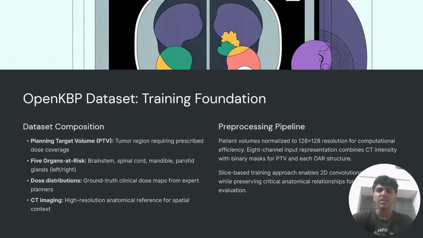To handle volumetric data efficiently, we used a slice-based training approach, where each 2D slice is treated as a sample. This not only improves training throughput, but also preserves the spatial anatomical relationships needed for beam angle reasoning. So overall, the OpenKBP dataset provides a clinically realistic foundation, ensuring our reinforcement learning model learns from authentic, high-quality treatment data.